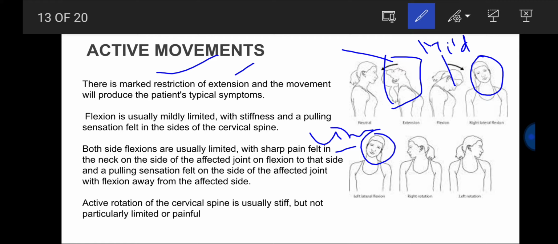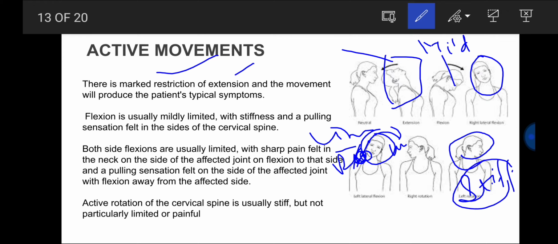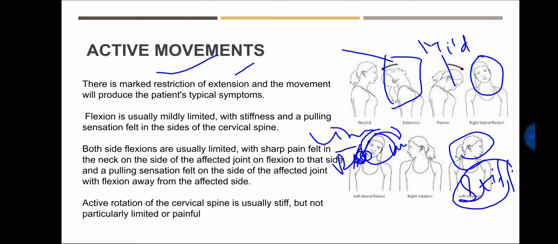Affected joint flexions to the side, and a pulling sensation felt on the side of the affected joint with flexion away from the affected side. If the patient is affected on the right side and doing left side flexion, then there is some pulling sensation. Active rotation. Active rotation of the cervical spine is usually stiff but not particularly limited or painful. There is a feeling of stiffness, not painful.